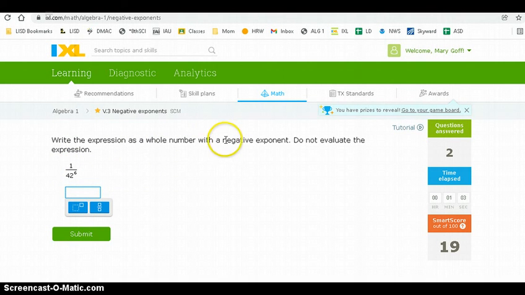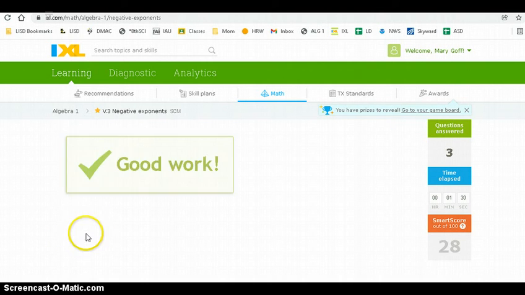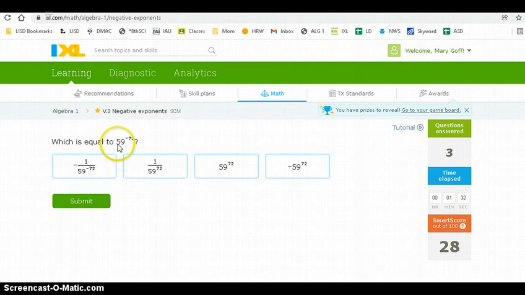Write the expression as a whole number with a negative exponent. Well, 1 over 42 to the 6th is the same as saying 42 to the negative 6th. Okay. This would be 1 over 59 to the 72nd power.